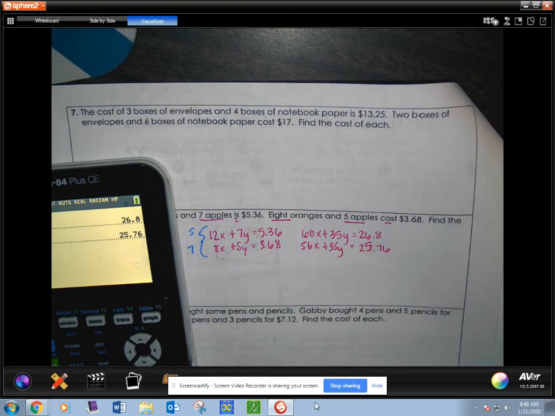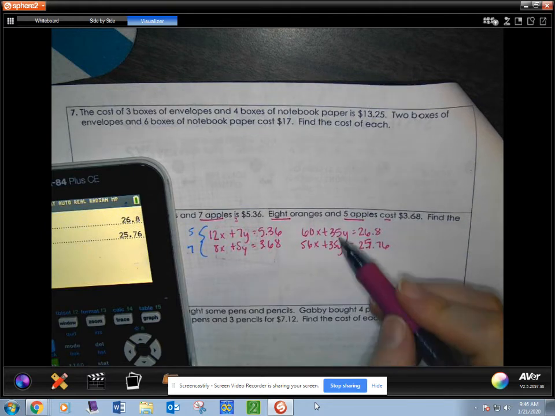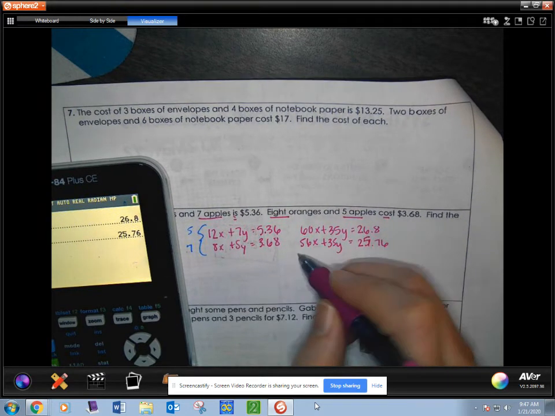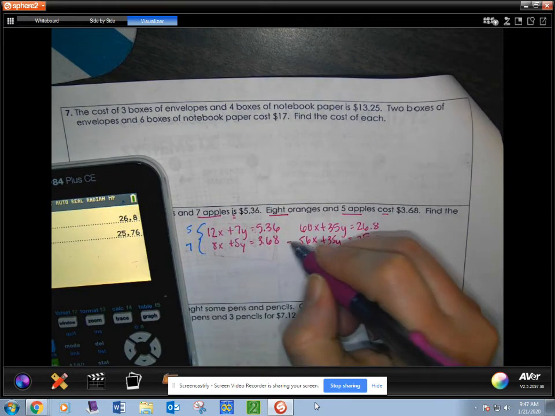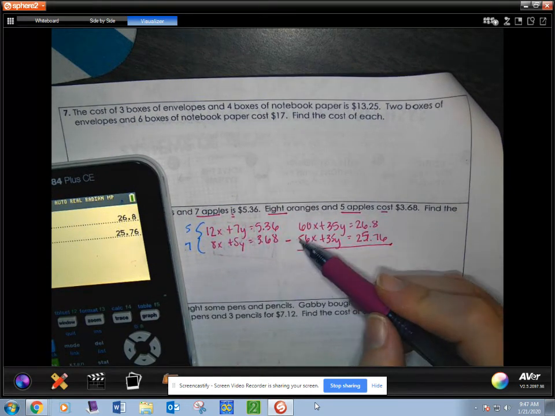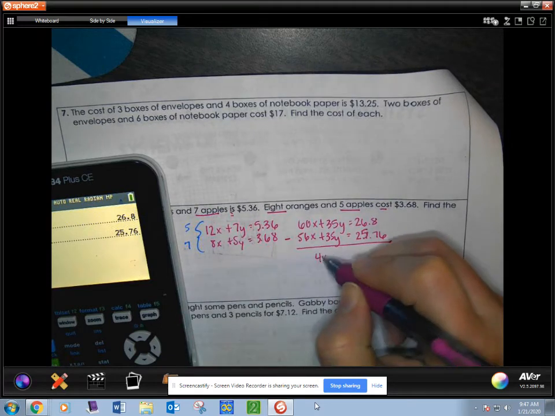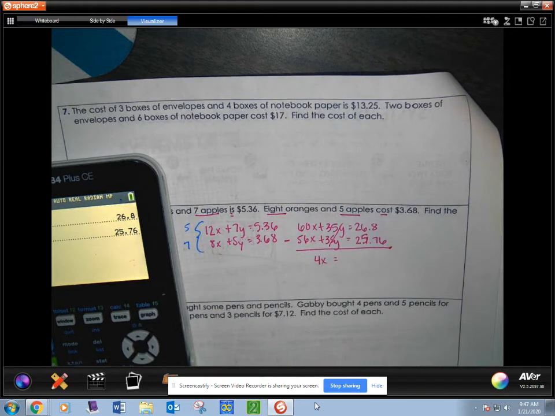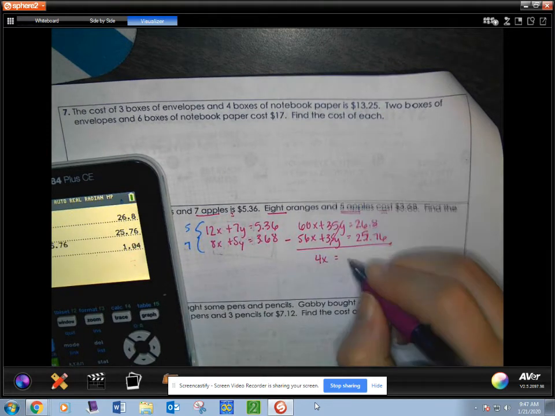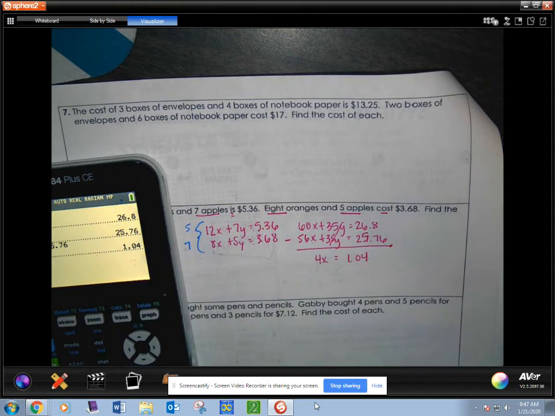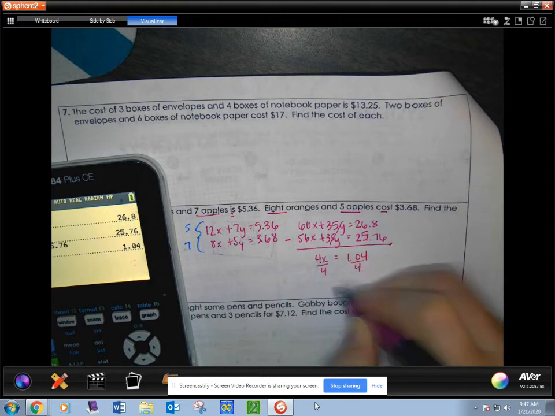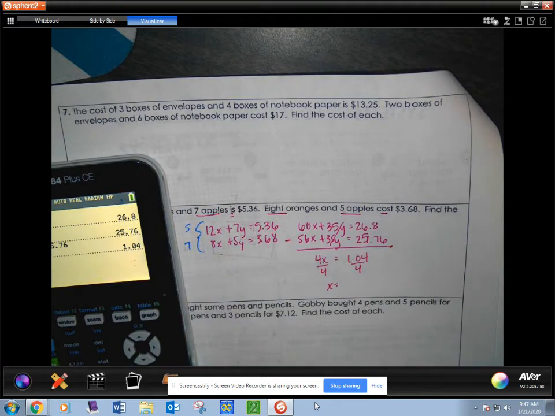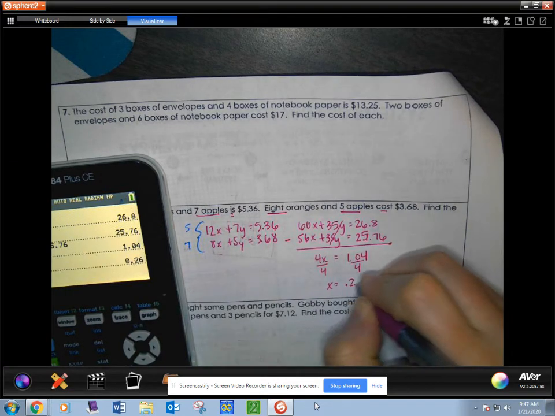2576. Okay, so now from here, my y's are the same. If I do 35 and I add it to 35, they do not give me 0, so I need to subtract. So we're going to do 60 minus 56, which gives me 4x. 35 minus 35 cancels the y's, and 2680 minus 2576 is 104. To get x by itself, we just divide by 4, and x equals 0.26.